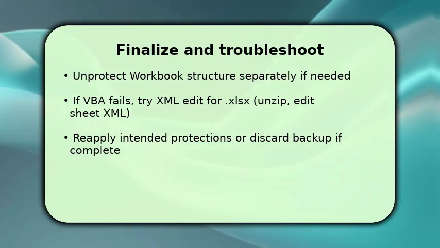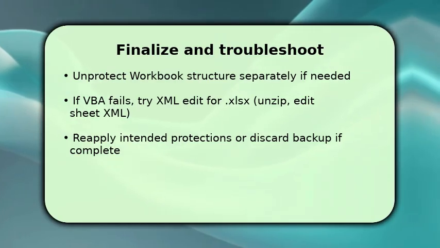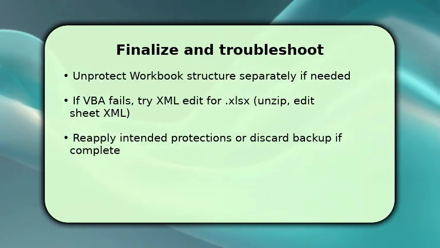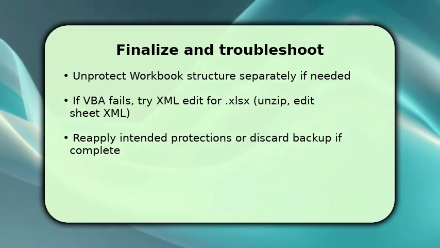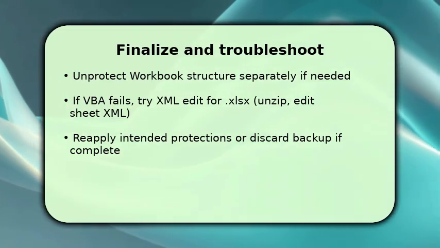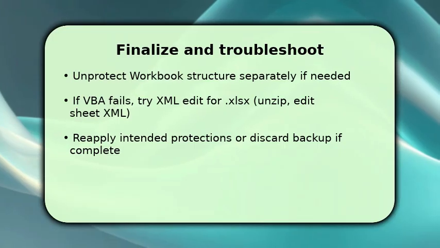If VBA cannot remove protection because of a strong password, you can try the XML route for XLSX files by changing the package contents and removing protection tags. This requires unzipping, editing XML, and rezipping correctly.